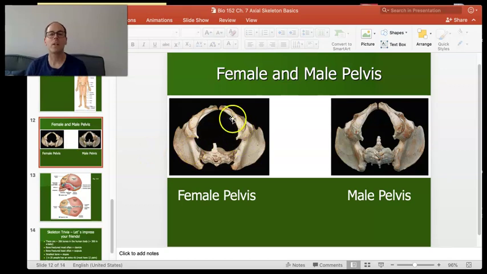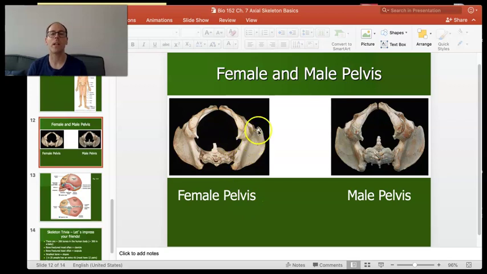So if you look here, here is a female pelvis on the left, and on the right is a male pelvis. Now, the male pelvis, if you look at this angle between these two bones, the pubic bones up here and the ischial bones, you'll notice this angle is very pointy or acute. In a female pelvis, this angle is much more rounded. There's a really good reason for that: childbirth. The head of the baby, as it's born, has to pass through that pelvic opening, and so you see this difference.